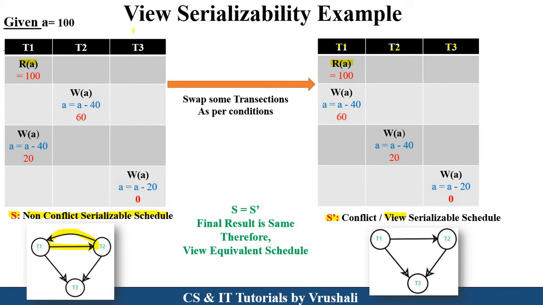Now the third condition is in schedule S, T3 performs the write operation at the end. So similarly in S dash, the write operation is also performed by T3. Clear? So you need to apply these three conditions first while creating this view S dash schedule. Now what remains is the two operations, write A and write A, in between. On those in-between operations, you need to perform a swap. How? See here. This write A operation goes downward and this write A operation goes upward. Perform the swapping in this way.